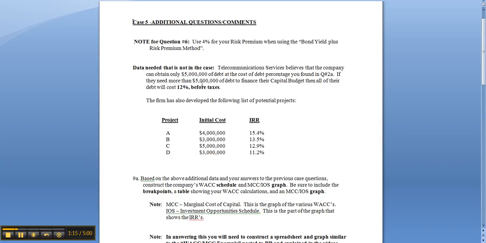And if they need more than $5 million in debt, then their before tax cost of debt jumps up to 12%, which is before tax. So you have to take the tax savings out of that for your actual schedule. So use this $5 million to find your debt breakpoint.